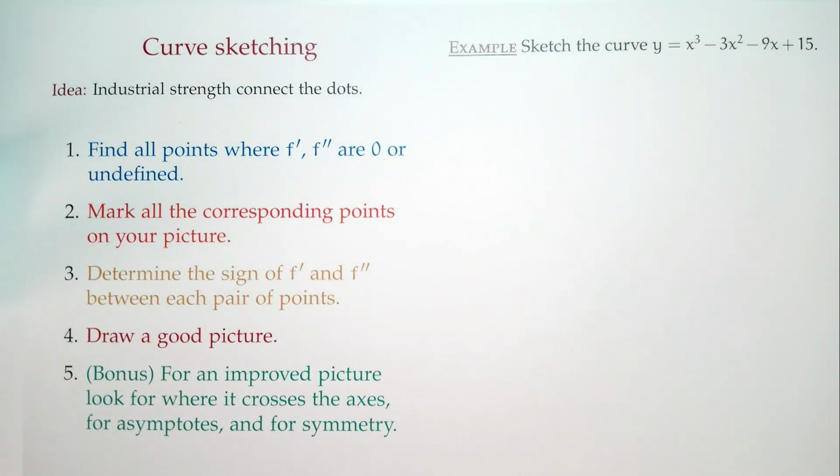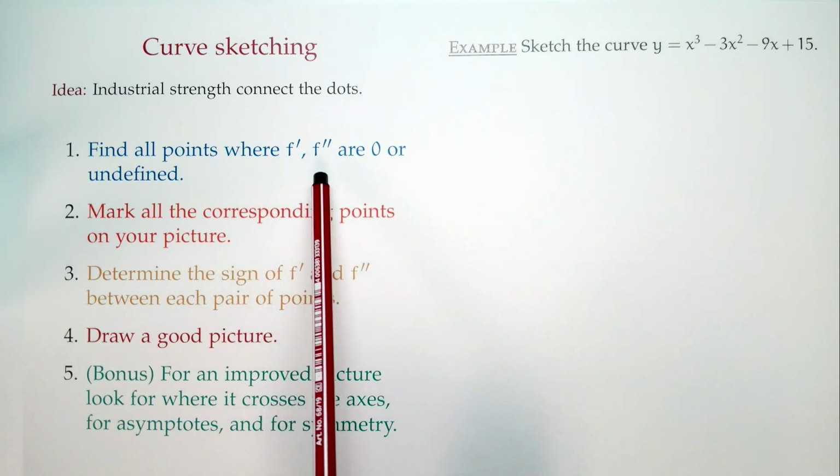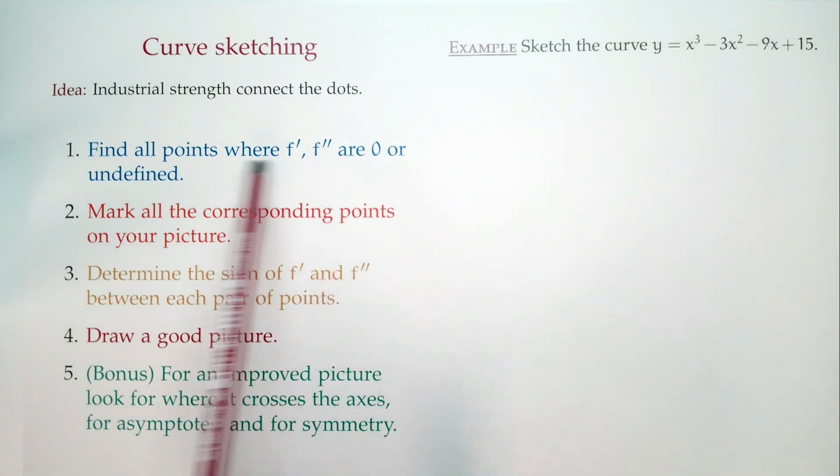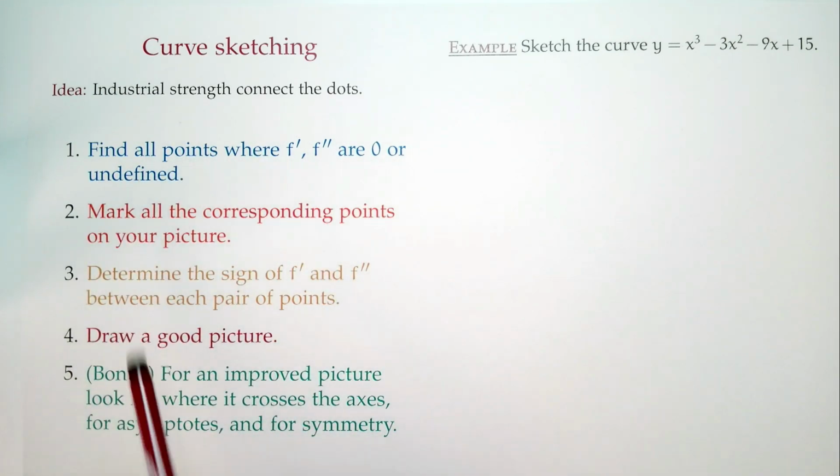Well, we don't want to do a few thousand points. I mean, we want to be smarter than that. So we're going to try to be a little bit more methodical. So here we go. How do you do it? Well, you want to find the good points, the ones that are somehow capturing the behavior. And the way you do that is, step 1, find all the points where the first derivative or second derivative are either 0 or undefined. So let's identify the best points.